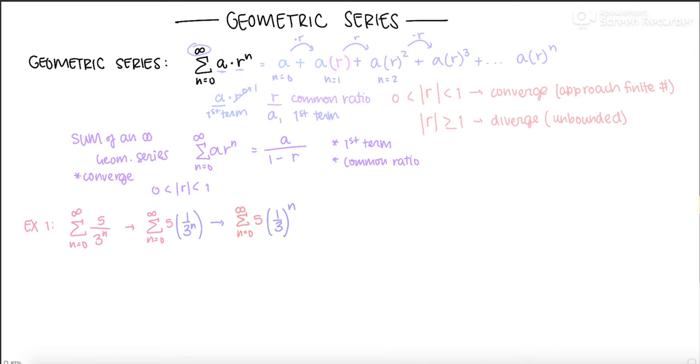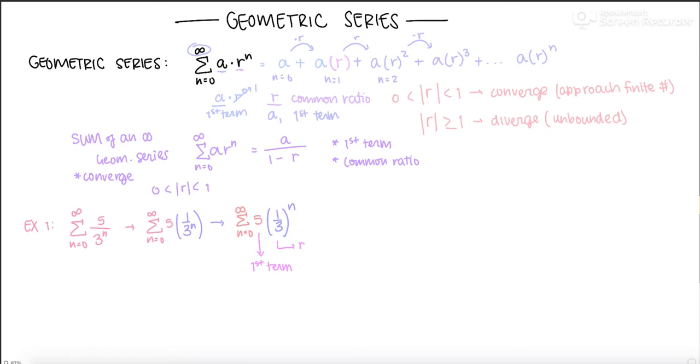And now really clearly, we can see what each of these components are. So 5, that's our first term. And notice how if we're starting at n equals 0, 5 is going to be that first term, because 5 times 1/3 to the 0, well, that's just 5 times 1. So 5 is that a. And now our 1/3, well, that's going to be our r, the common ratio. So what we multiply each term by.